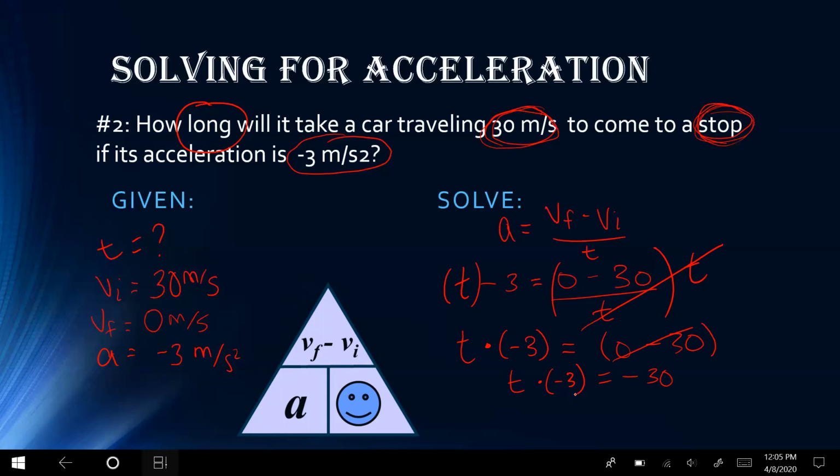To get t by itself, I'm going to divide both sides by the -3. And I'm left with t is equal to -30 divided by -3. When I divide -30 by -3, I'm going to get a positive 10. So it took 10 seconds for that car to come to a stop.